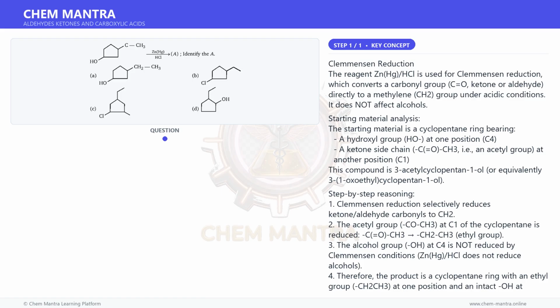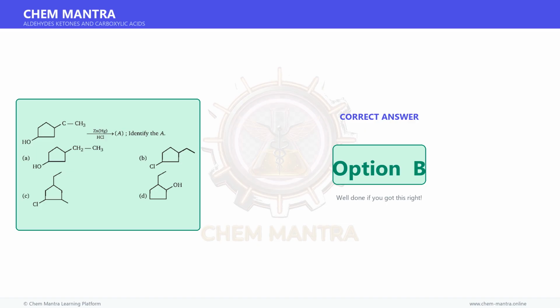This matches option B. Why other options fail? A retains OH and forms an ethyl group, ignoring the HCl converting the alcohol to chloride. C has two methyl groups and Cl, inconsistent with the starting material substitution pattern. D shows a tertiary alcohol not formed from this reaction. Therefore, the correct answer is option B.